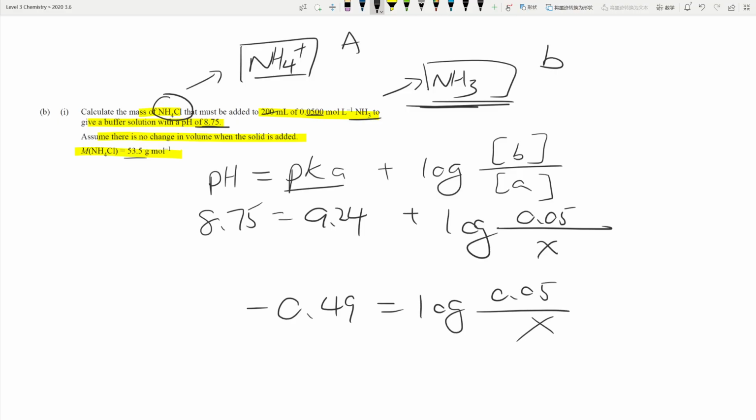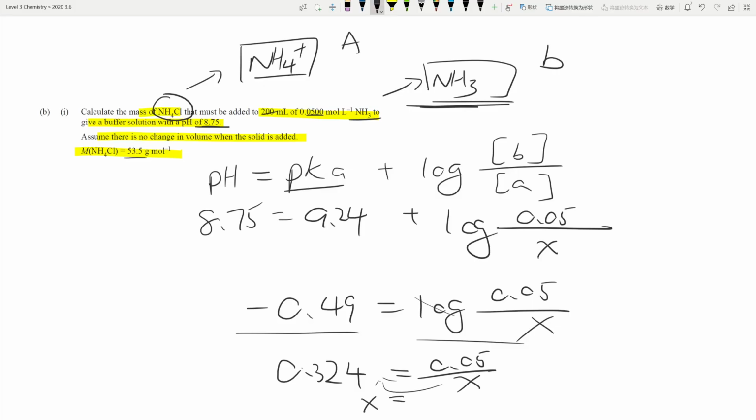This is where you want to press, on my calculator, shift log, and you shift log both sides. So on my calculator, I press shift log negative 0.49, which equals 0.324, equals 0.05 divided by x. So shift log just means you get rid of the log, and x equals, you move that to that side. So that's going to equal 0.05 divided by the answer, which is going to be 0.154, let's say 0.155, rounded to 3 significant figures, 0.155 moles per liter. Now we're not done here.